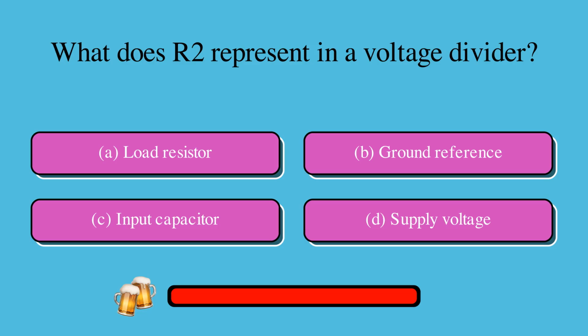What does R2 represent in a voltage divider? Is it A, load resistor, B, ground reference, C, input capacitor, or D, supply voltage? The correct answer is A, load resistor.